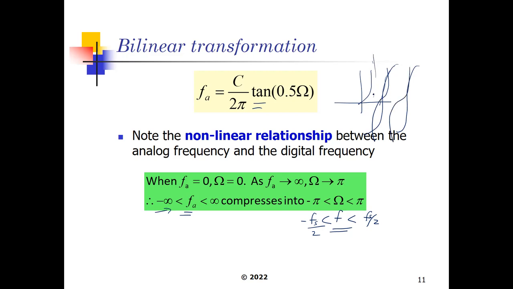Remember the tan function has asymptotes. There are certain values where it approaches infinity. So it's a highly nonlinear function. But once we remember that we are confined to plus or minus Fs over 2, then we understand we have the limits here. If we go beyond that, then we're in trouble. Again, you're following me? Make sense?